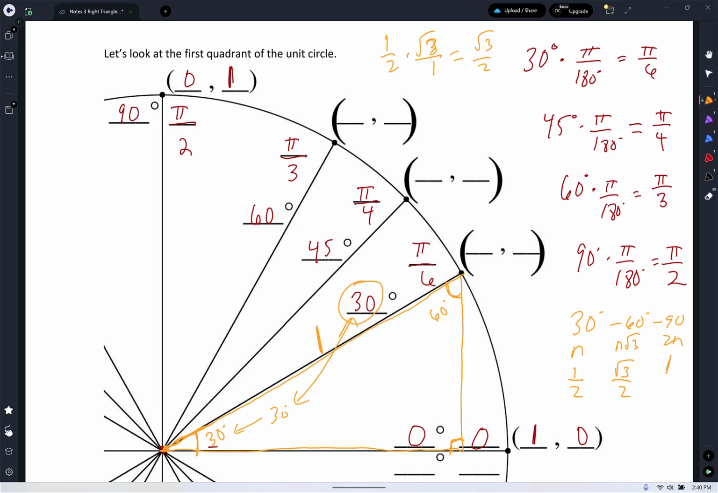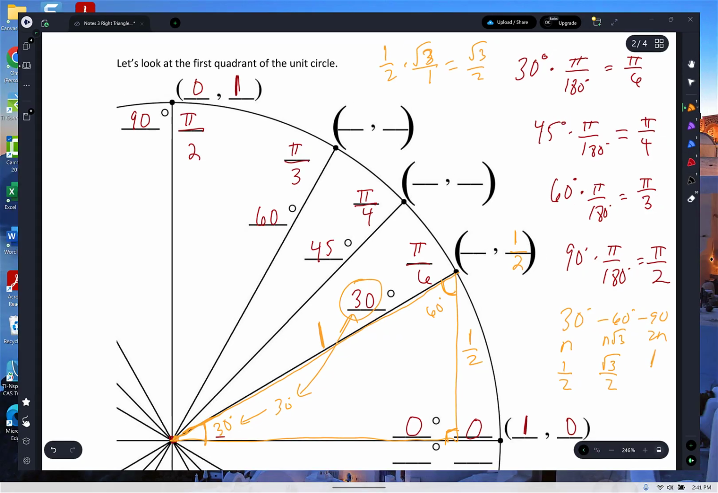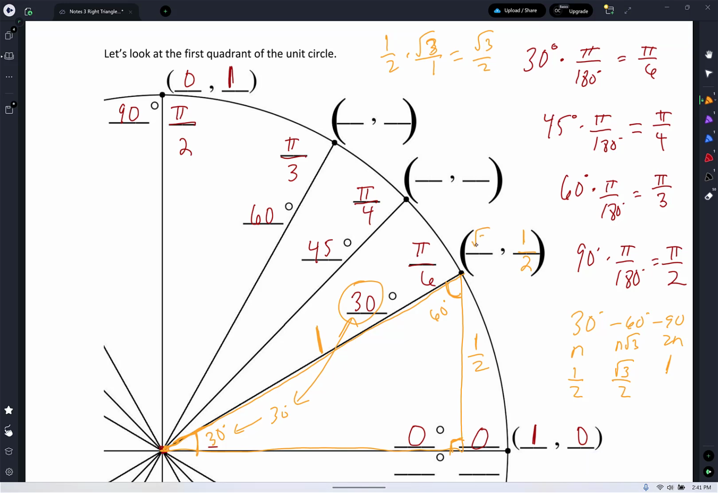You guys ready? What is my short leg? The x or the y? The horizontal displacement or a vertical displacement? Vertical. So this distance is half. So you're going to put a half on the y value. Do you guys see how we did it? Okay. My long leg, this distance, is the horizontal displacement. So my long leg is the x value. So I'm going to write square root of 3 over 2 for the x coordinate. Does that make sense to everyone, guys? Okay, perfect.